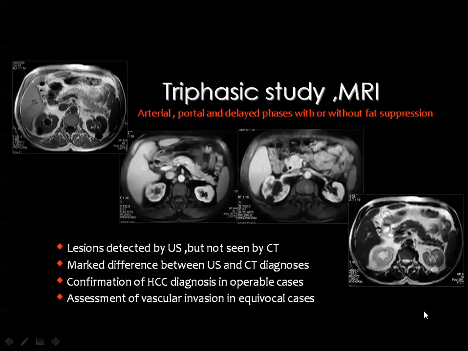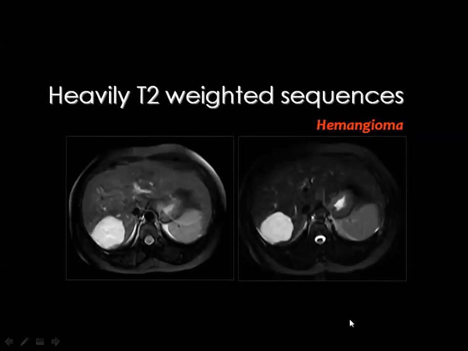Of course, you should have the triphasic study whenever you are dealing with hepatic pathology, similar to what has been mentioned in the CT scan. Then these are the values of MRI whenever you are examining the abdomen. One of these values is the heavily T2 weighted sequences, which are beneficial for the diagnosis of hemangioma, as I will explain in detail in the lecture on hepatic imaging.